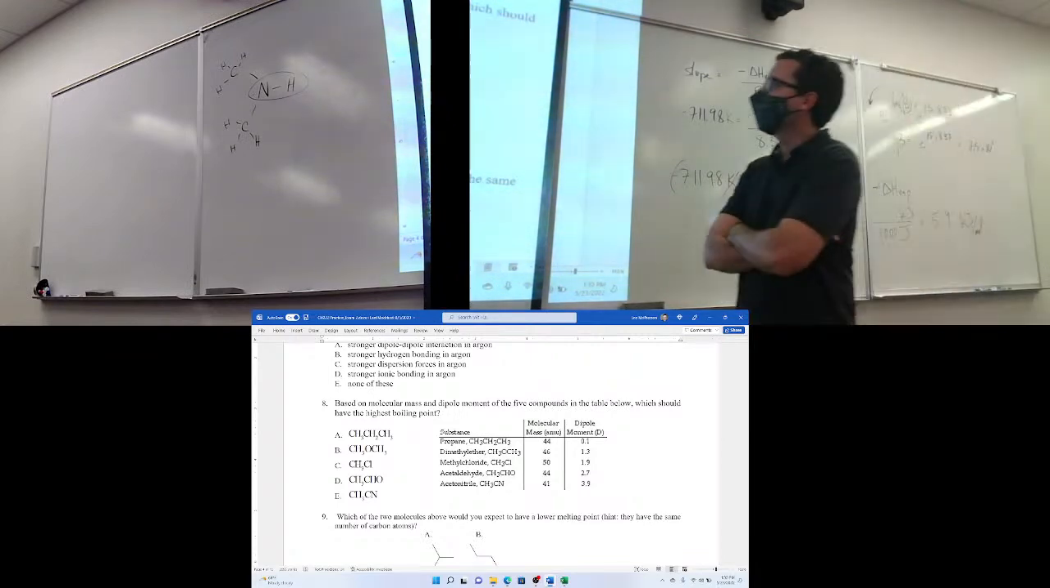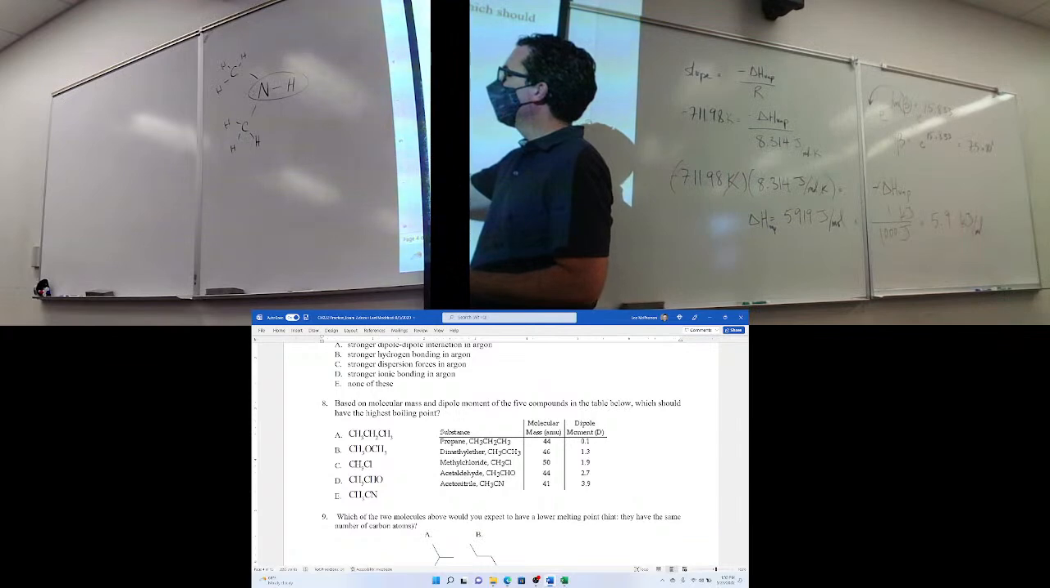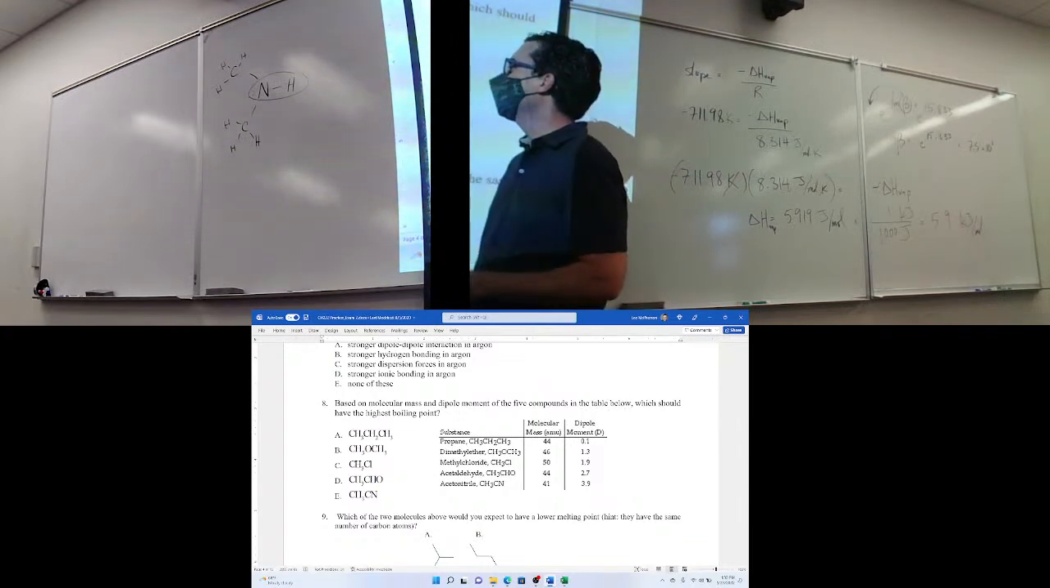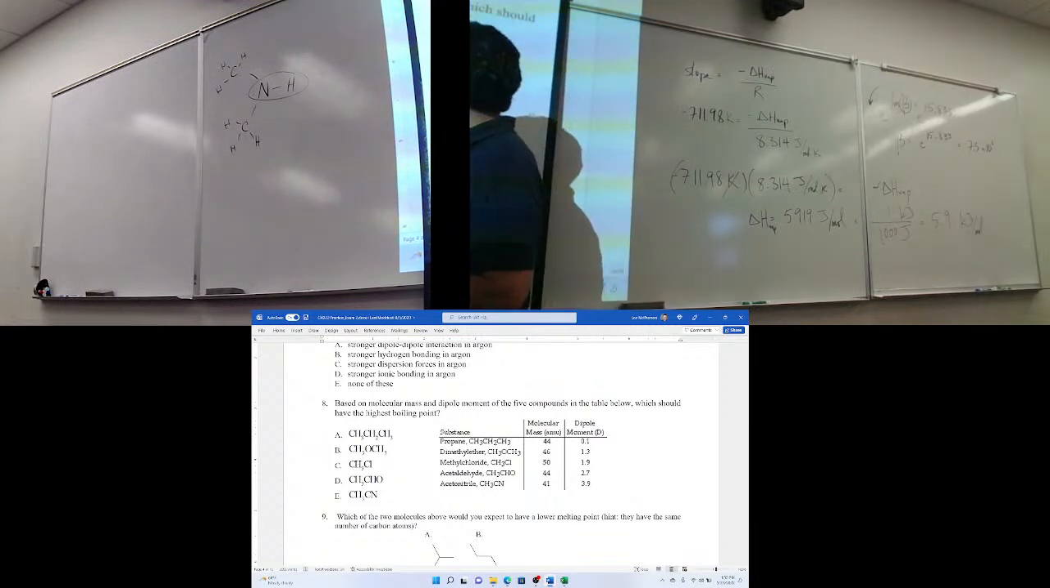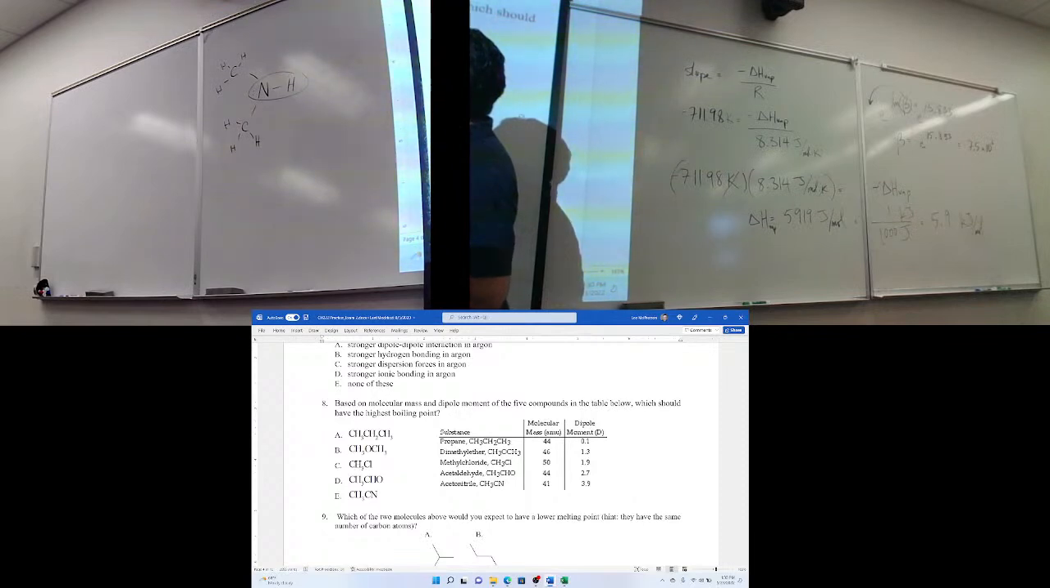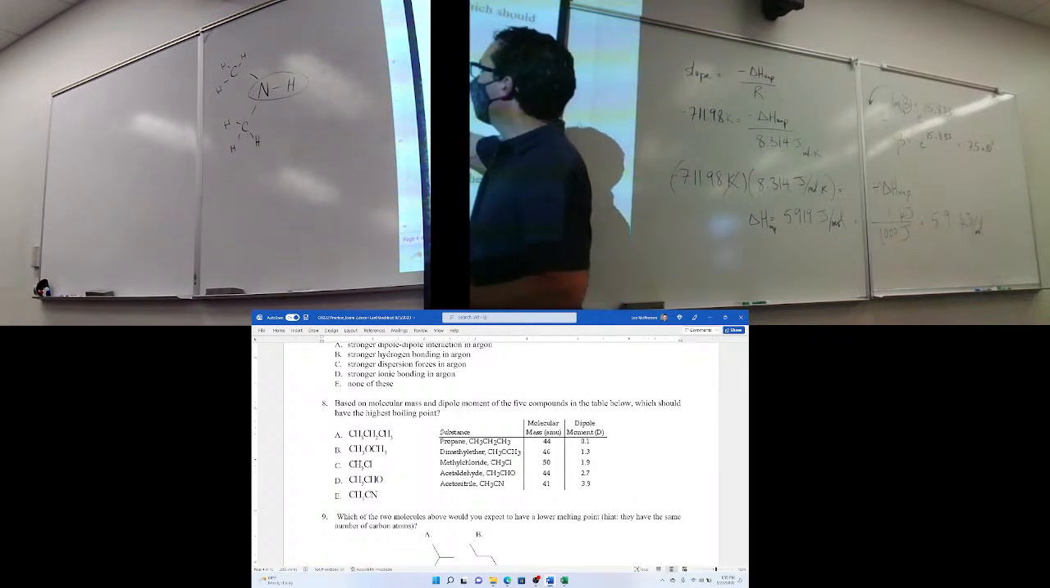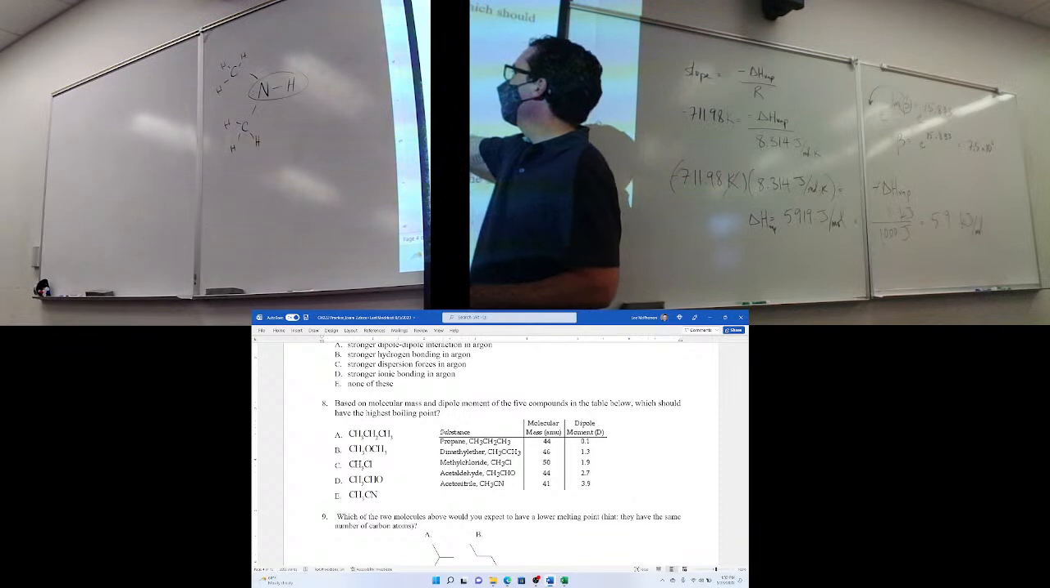Any ideas? Acetonitrile, yeah. Yeah, it's hard to say. So they are relatively similar molecular weights. Yeah, that's a little heavier, but despite this being a little heavier, its dipole moment is not super strong. It's pretty good. That's much higher.